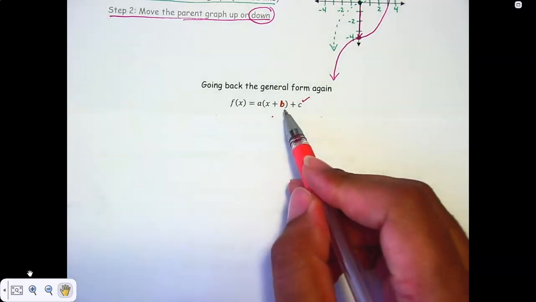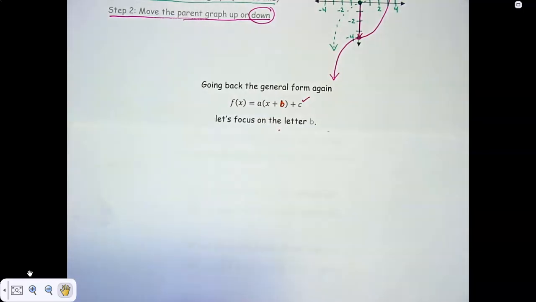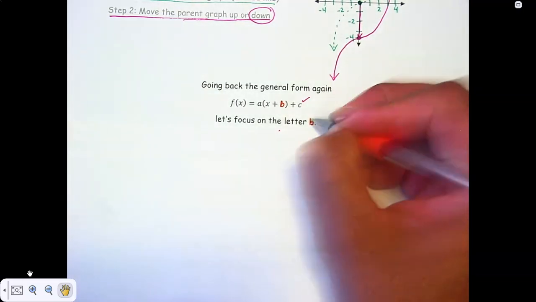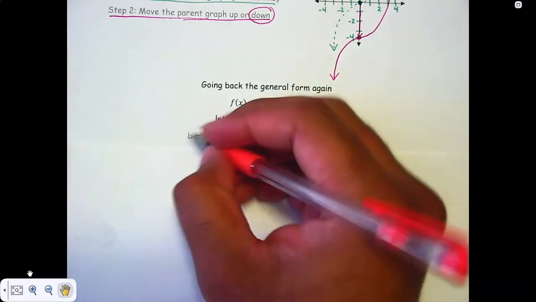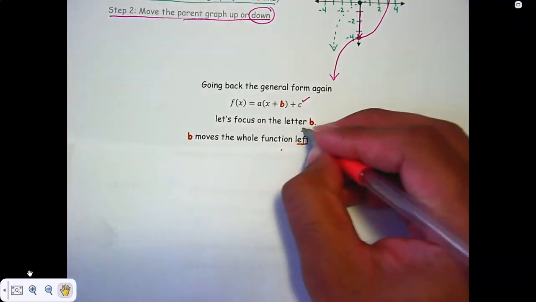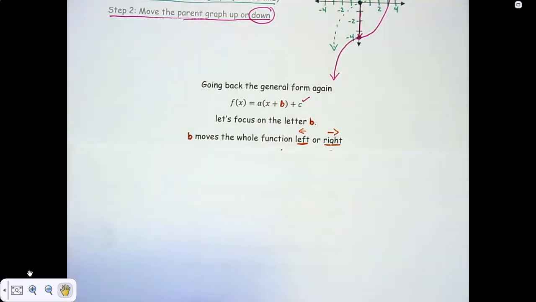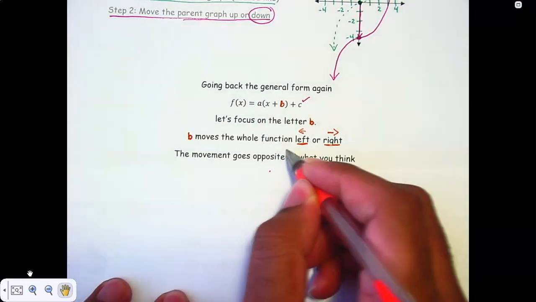So this time we're dealing with our B. All right, so with B, again, let's focus on the letter B. And here, B is going to move the function left or right. But the crazy thing about this one is that it does that weird math thing where it messes with your head. It goes opposite of what you think.